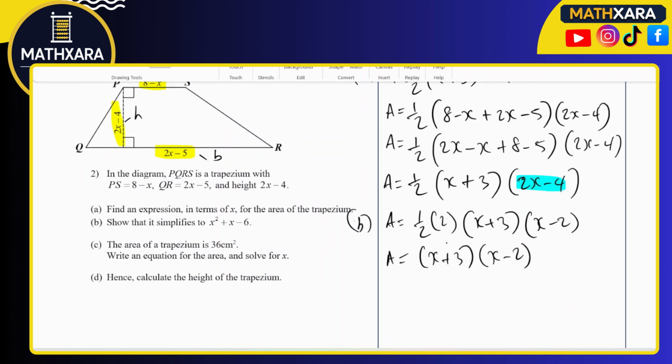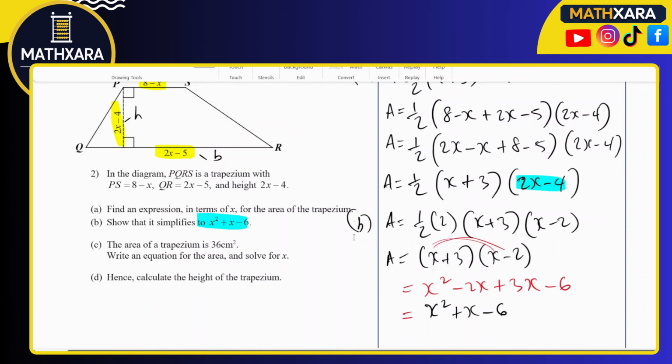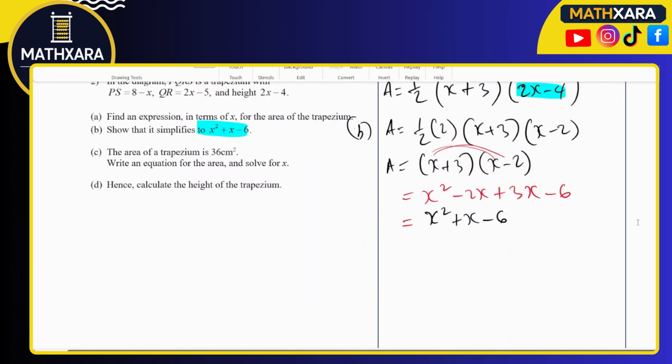We could simply FOIL this expression, which would be x times x, x squared, x times negative 2, negative 2x, 3 times x, and of course 3 times negative 2 is negative 6. Finally, if we simplify this expression, negative 2x plus 3x, that's just a positive x, minus 6, which is what we were asked to show in part B. Let's take a look at part C.